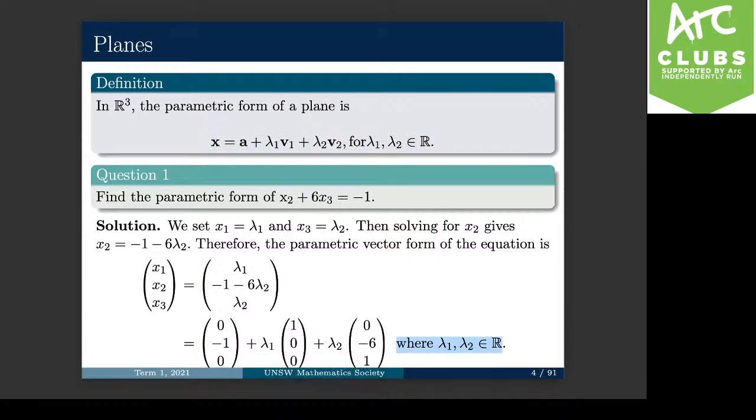So this is a very fundamental question, and in the exam they might go the opposite way. They might do something like find the Cartesian form of a parametric vector, blah blah blah. You just do the opposite way. So yeah, pretty simple, I would say.